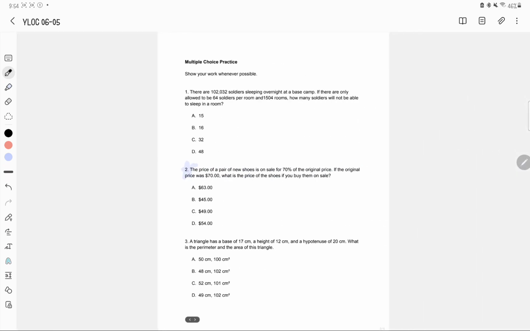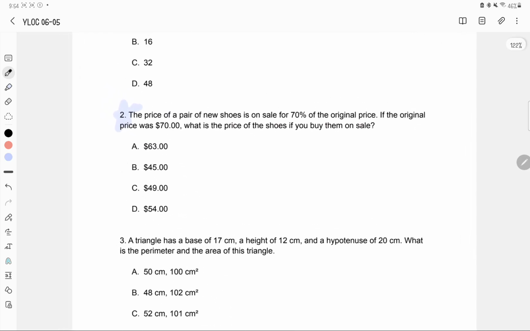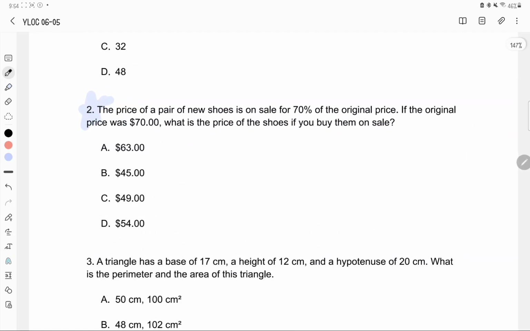Okay, so multiple choice practice. We're going to do number 2 as an example. The price of a pair of new shoes is on sale for 70% of the original price. If the original price was $70, what is the price of the shoes if you buy them on sale?